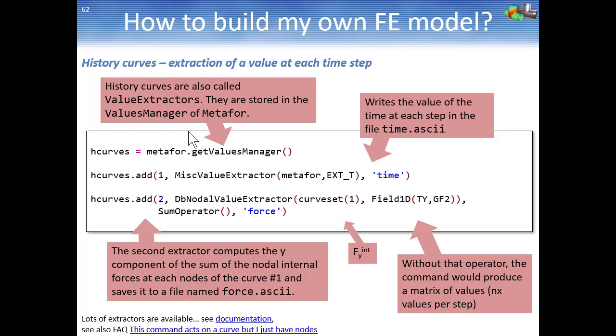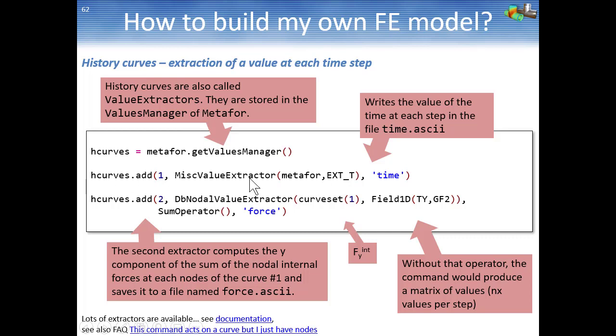So Metafor has this curve system. It's also available in most commercial codes, which consists in having a look at a particular location on your mesh, and write to disk all the outputs, all the things that are calculated. So if you make thousands of time steps, you will have a curve which has thousands of values.